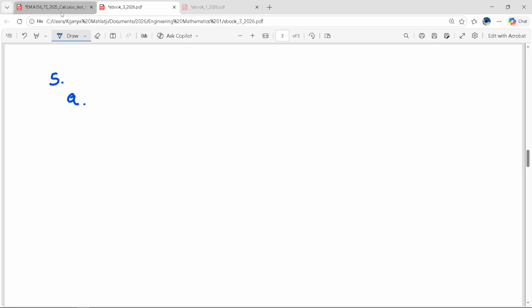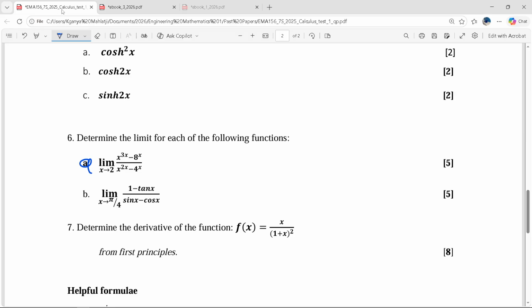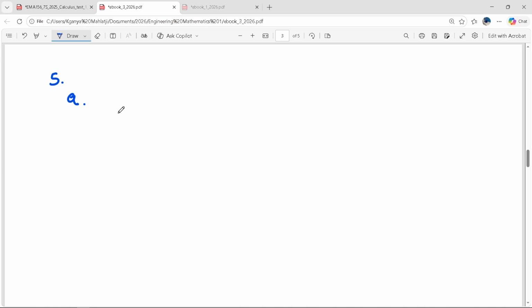Let me have a picture of it so I can write it down without double checking. We have the limit as x approaches 2 of x to the power 3x minus 8 to the power x, over x to the power 2x minus 4 to the power x. Let's try to simplify this one.